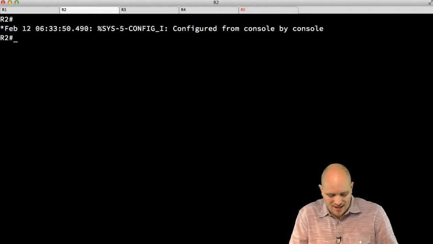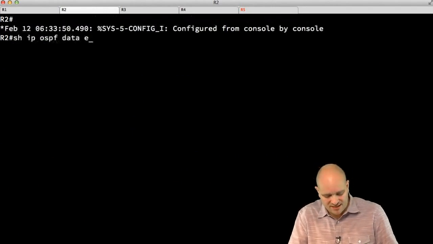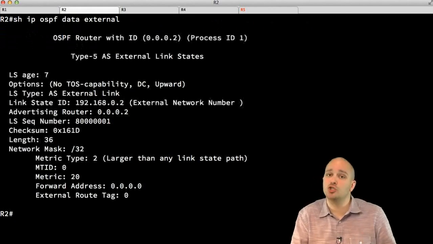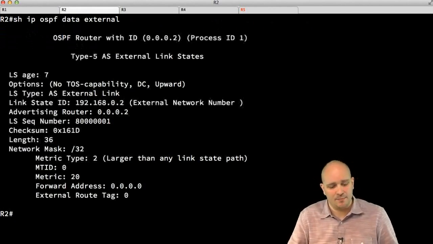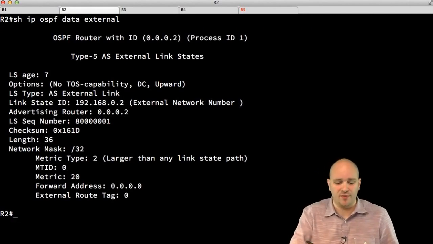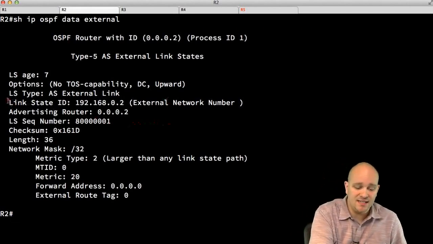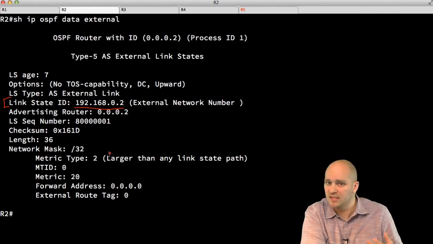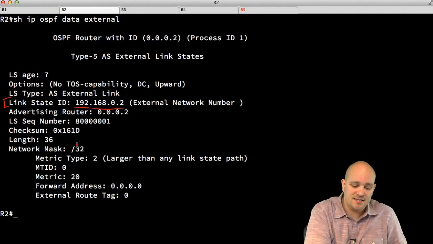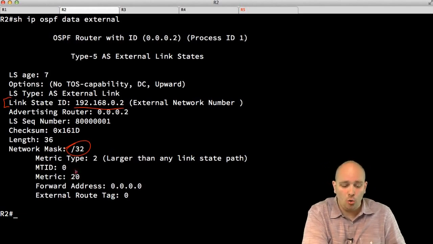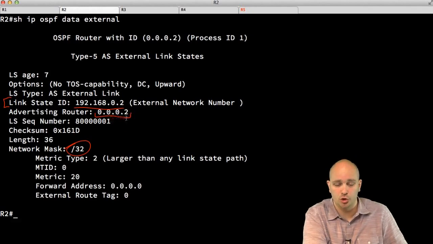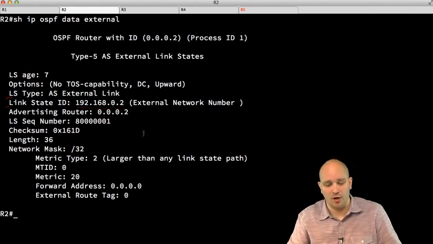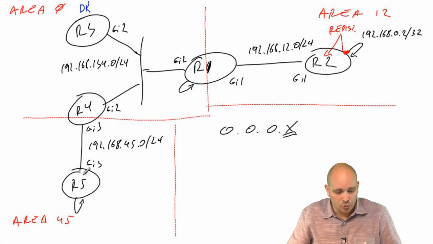Now, what I want to do now is I want to say show IP OSPF database, and I want to take a look at the external prefix in my database. Now, I'm going to observe several things here. First thing is that the link state ID of this prefix is 192.168.0.2, which is the same as the network that has been redistributed. This will always be the case. And I can see here that I have the mask. Also, I have the information that the advertising router is 0002.